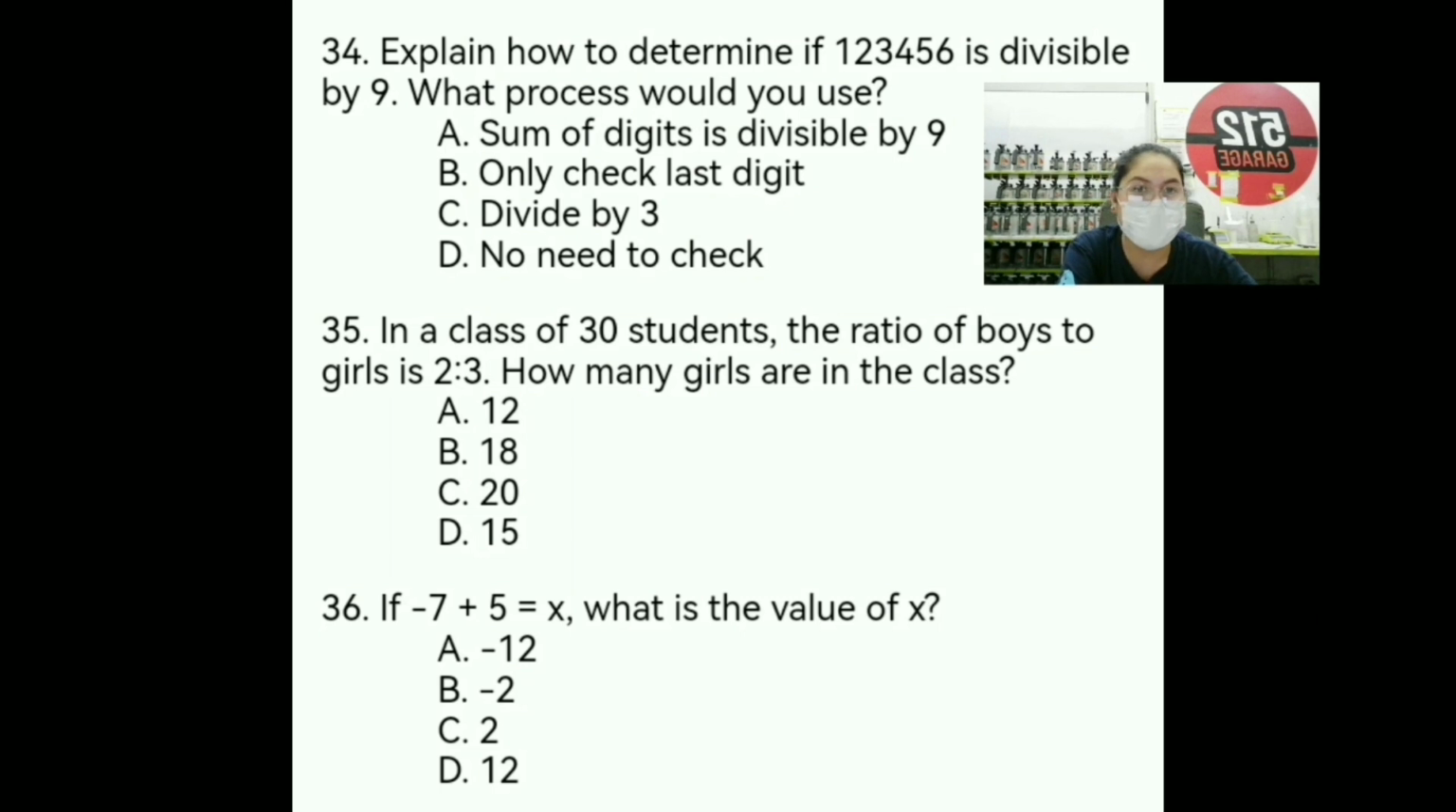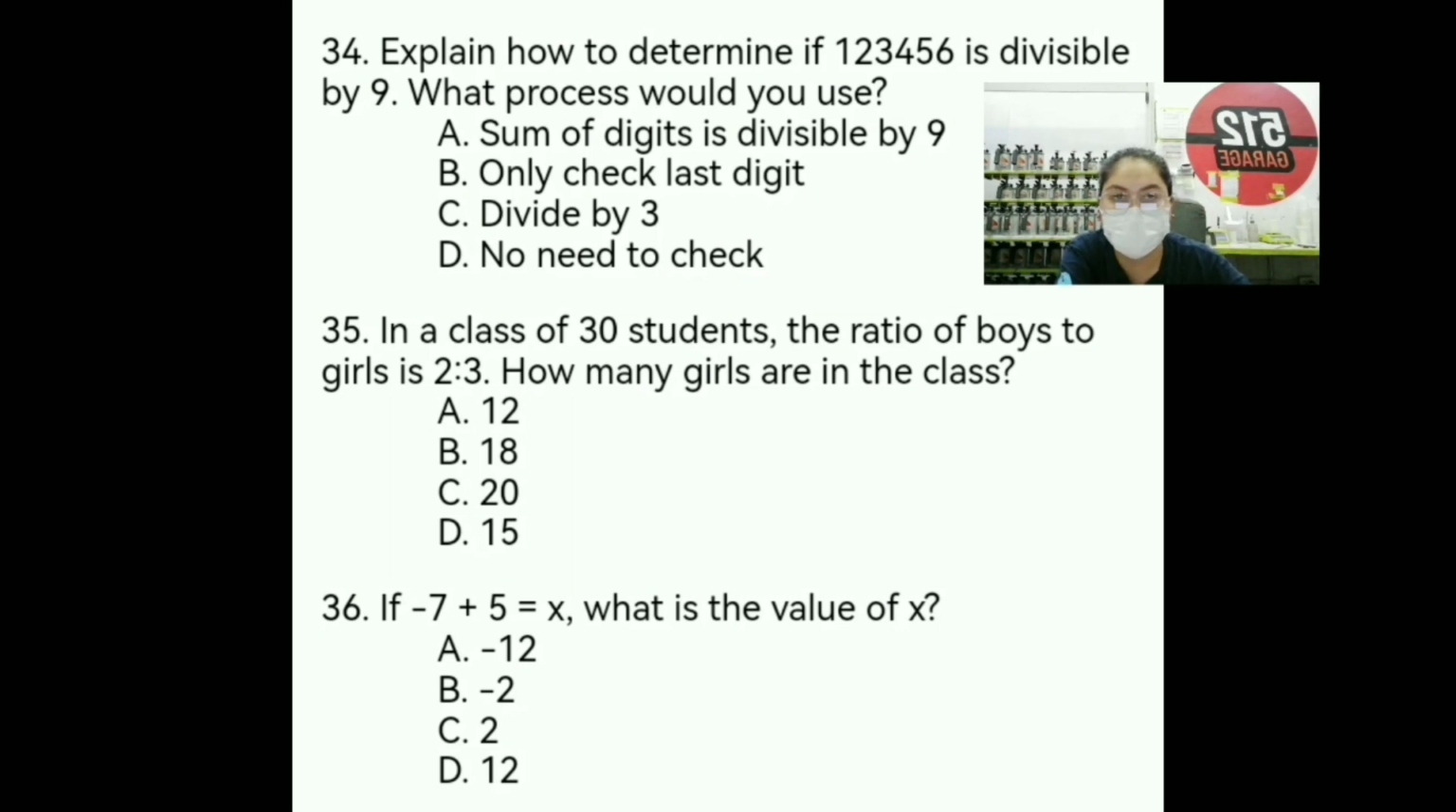So let's rationalize each choice. Negative 12, this is incorrect. This would be the result of negative 7 and negative 5, not negative 7 plus 5. And for letter B, negative 2, this is correct. This matches the result of negative 7 plus 5.